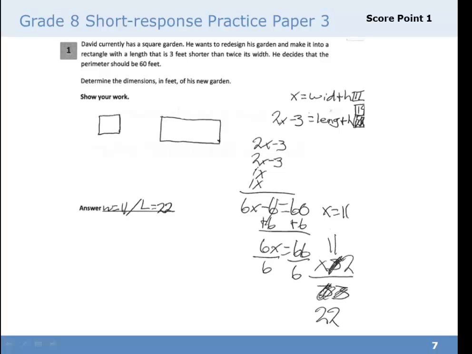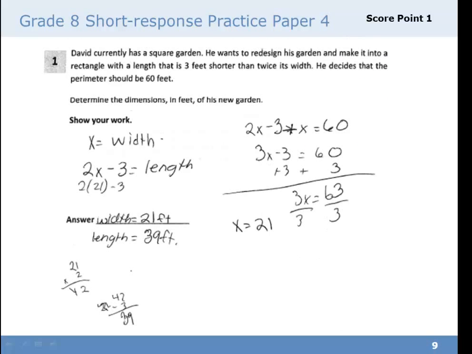The absence of units does not detract from the demonstrated level of understanding. You can see in the student's work that the length has been changed to 19. However, the value recorded on the answer line also needs to be a 19 for the student to receive full credit. Practice Paper 4 receives a score point of 1.